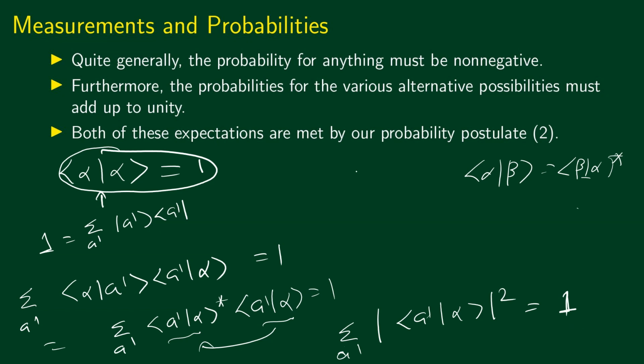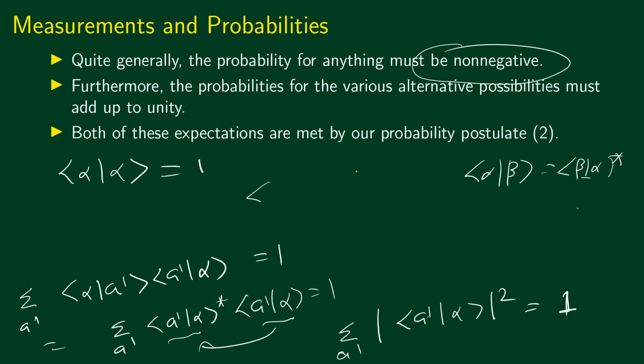Okay, so both these expectations are met by our probability postulate. The expectations are that probabilities must be non-negative. That is true. All the probabilities of various possibilities will add up to 1. This is also true, as we have shown here. Because we had specifically said that the probability for A prime is equal to the modulus square of bracket A prime alpha only if this condition is satisfied, only if the state is normalized. So state being normalized means that the probabilities will add up to 1.